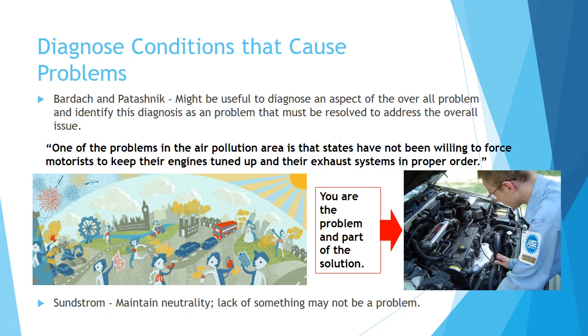So the example that Bardach and Patashnik use, one of the problems in the air pollution area is that the state has not been willing to force motorists to keep engines tuned up and their exhaust system in proper order. So in essence, they're implying that the motorists not keeping their cars tuned up is the problem. We'll discuss this a little bit further on, but this could be kind of problematic. So I would stick with Sundstrom's recommendation of just maintaining neutrality when you're trying to identify the problem.